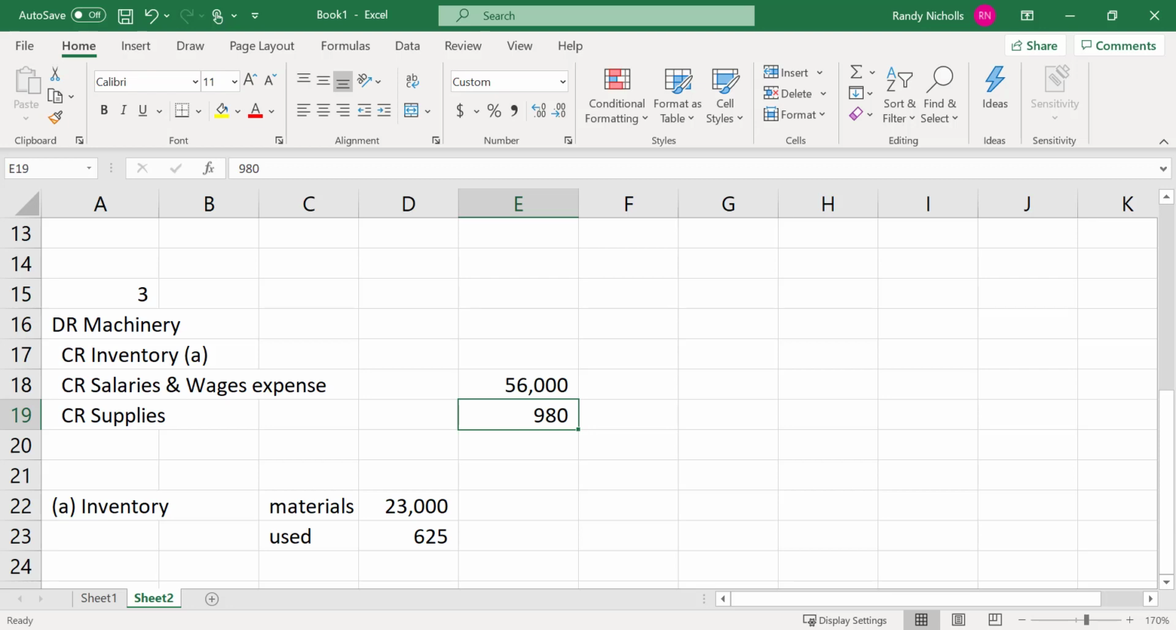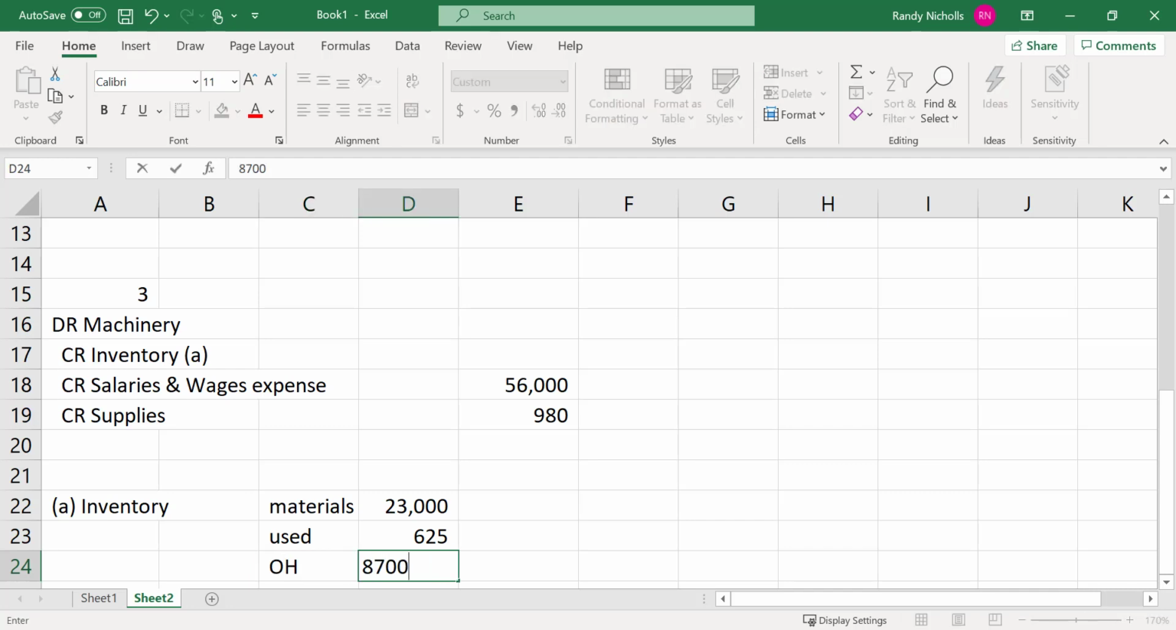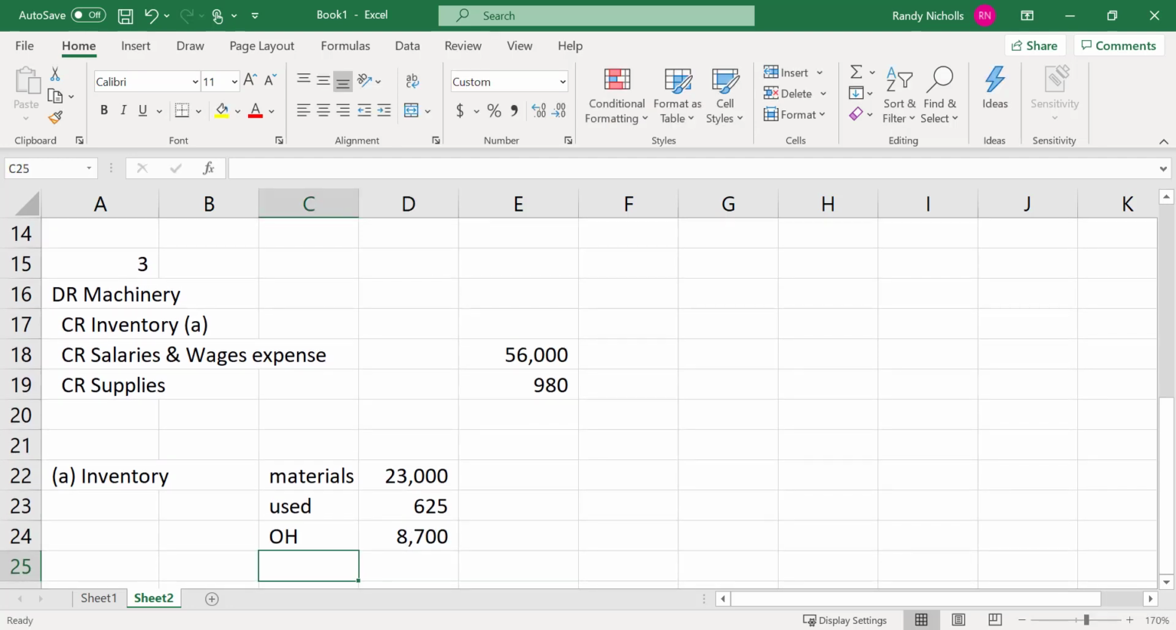Additional variable overhead over regular cost by construction machinery, and charge to inventory. So this 8,700 is variable overhead, and that I want to get out of my inventory because it told me it's in inventory now. Fixed overhead rate applied to regular manufacturing. So again, fixed overhead doesn't get included.